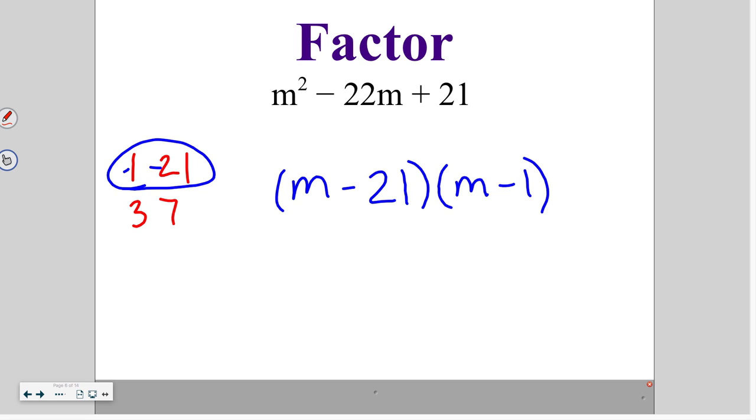Factors of 21 are 1 and 21 and 3 and 7. In this case, we needed to get to a negative 22. So we've got negative 1 and negative 21. So we subtract 21 and subtract 1. It also, again, could be written in the format m minus 1, m minus 21. Both of those answers are correct.